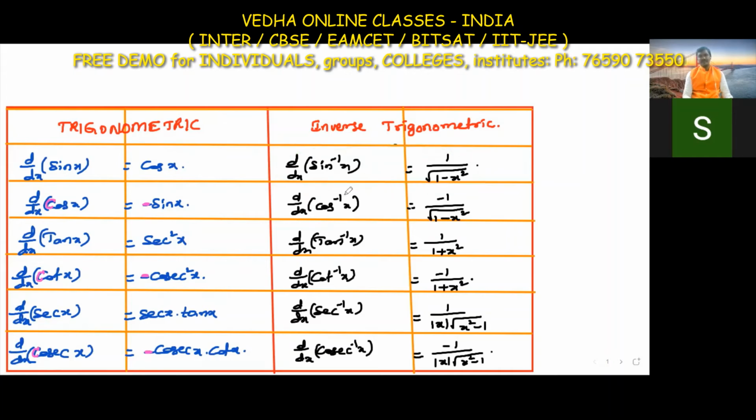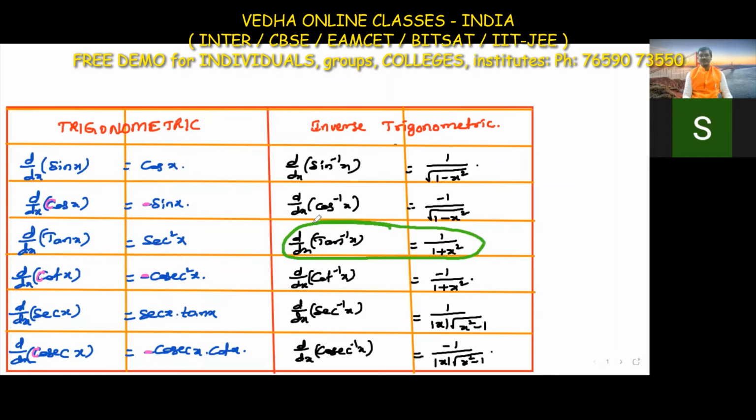Next formula, d by dx of cos inverse x equals minus 1 by root 1 minus x square. Again, d by dx of cos inverse x is equal to minus 1 by root 1 minus x square. Very good.